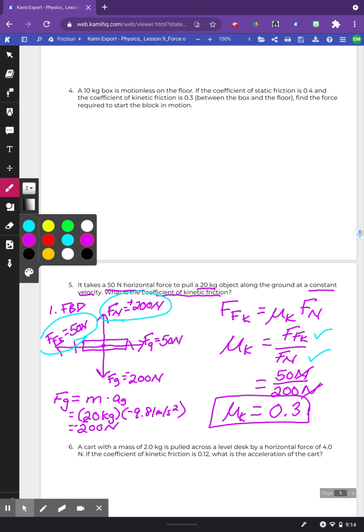Hopefully this helped. As you move on to the other problems, always start with the same method. Free body diagram first. Fill in all the forces. Try to solve for the ones that haven't been given to you directly. And then go ahead and solve your problem with what you have. If you have any questions, just let us know.